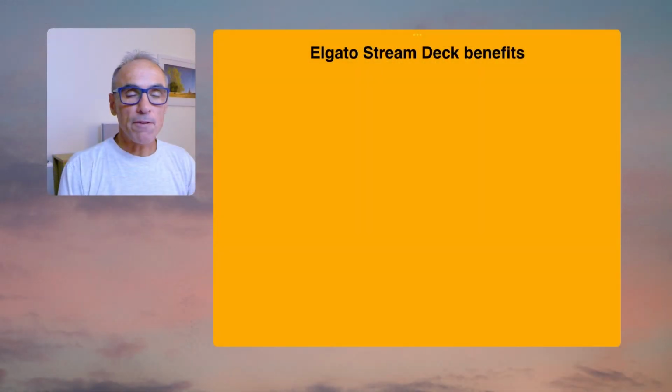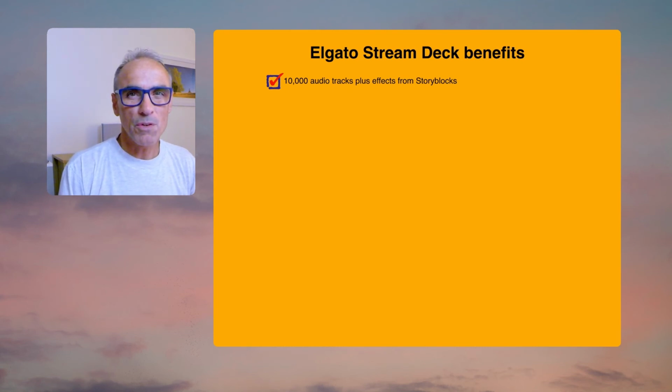So Stream Deck benefits are that there are 10,000 plus audio tracks available to you. That's sound effects plus proper real tracks, musical tracks. Most of the music tracks are probably 2 to 3 minutes long. I don't think there's any really that are more than 4 minutes. That's what certainly the filter end anyway, but that's where they are.